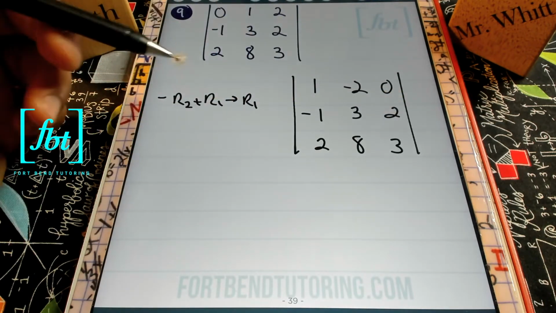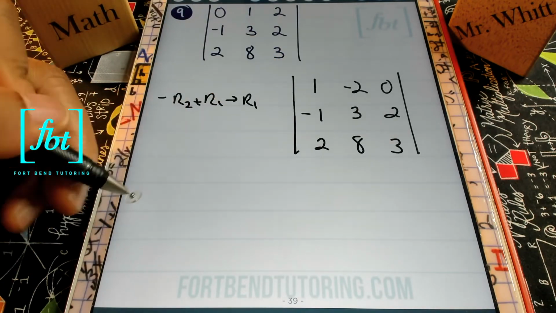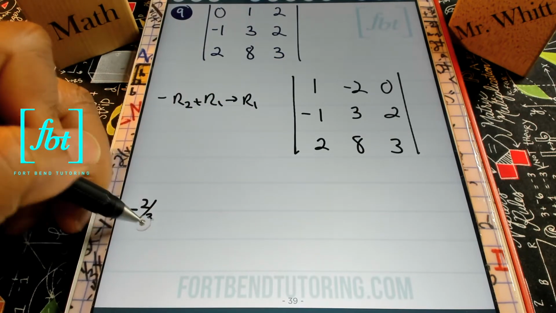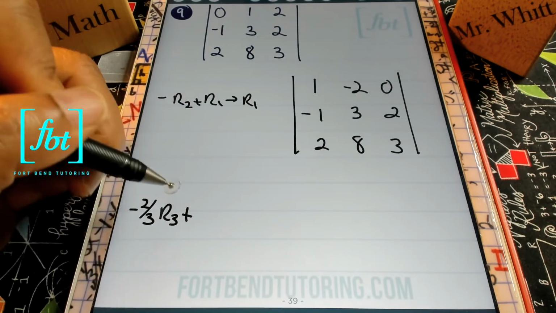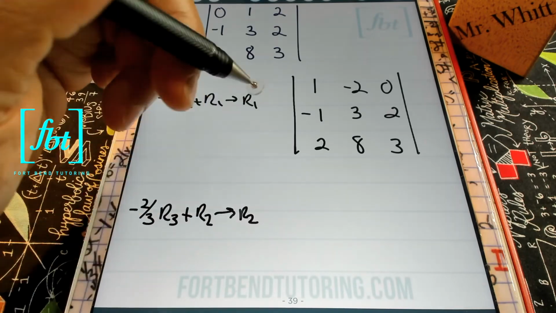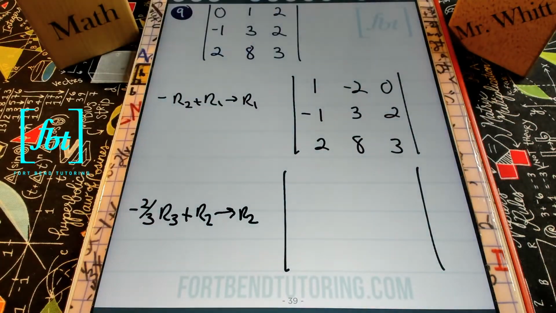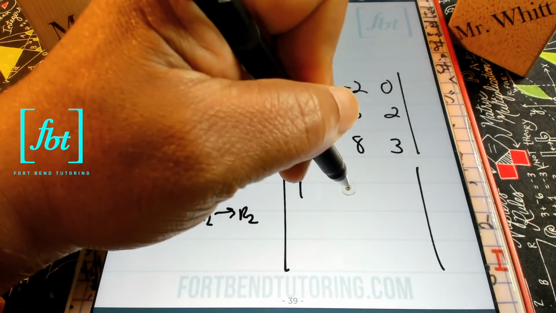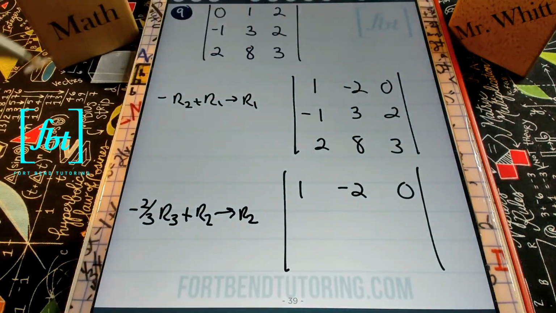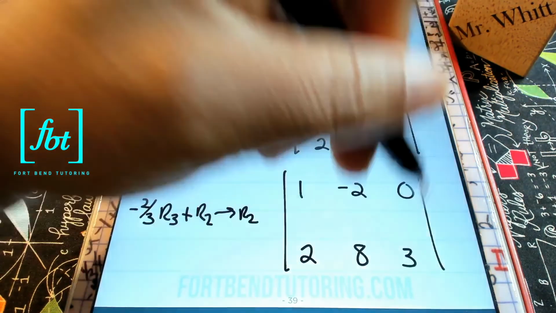And that means I'll be manipulating this value in the third row. So that means my row operation will be -2/3 row 3 plus row 2, placing the result in row 2, just like this. This means that I'll be bringing down the first and third rows unchanged. We'll have 1, -2, 0, as well as 2, 8, and 3.